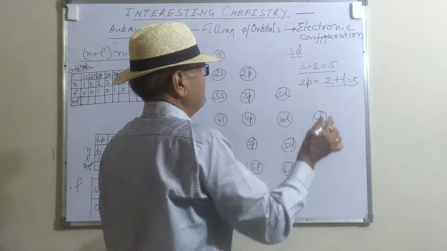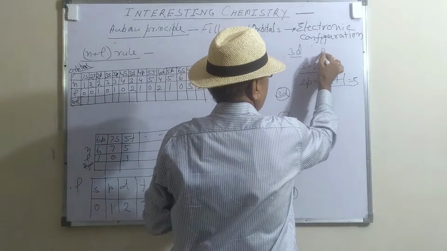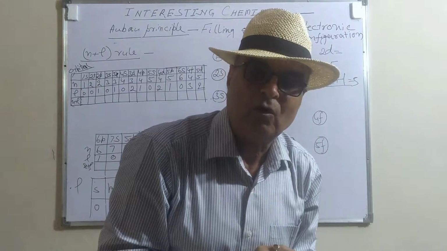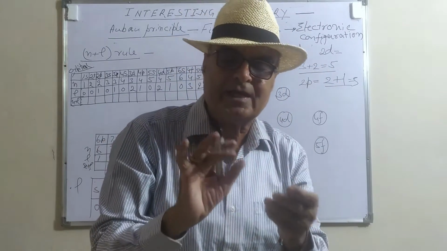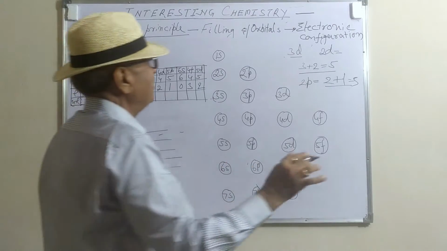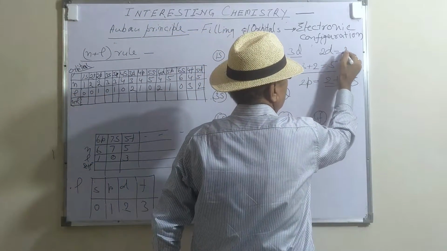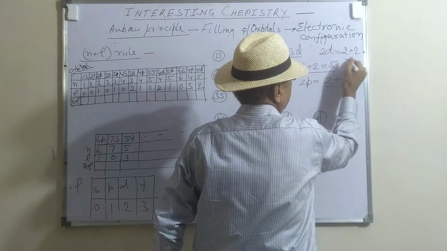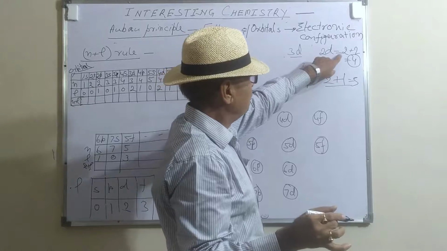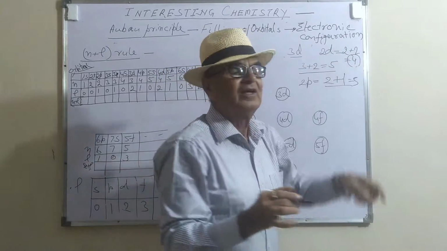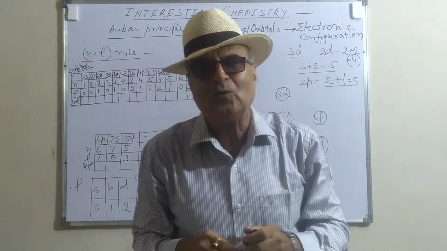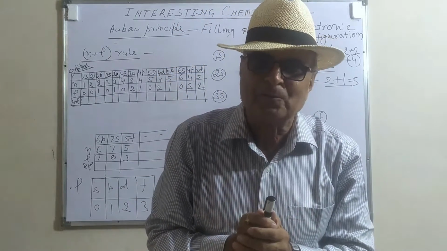If I ask you to find the value of 2D, the N plus L of 2D, for N equal to 2 and L for D equal to 2, you will write 2 and 2, and you will write 4. This is for 2D, meaning 2 plus 2 is equal to 4. You have calculated very well that the value of 2D is 4.